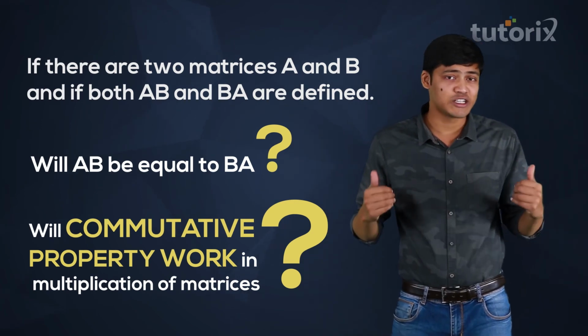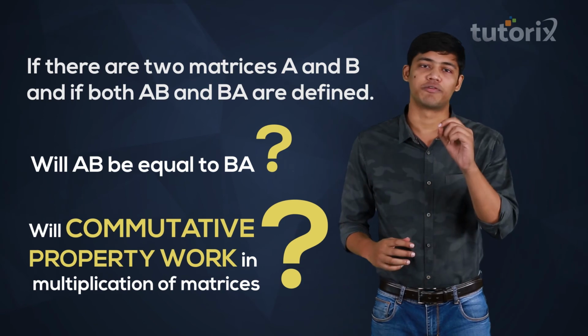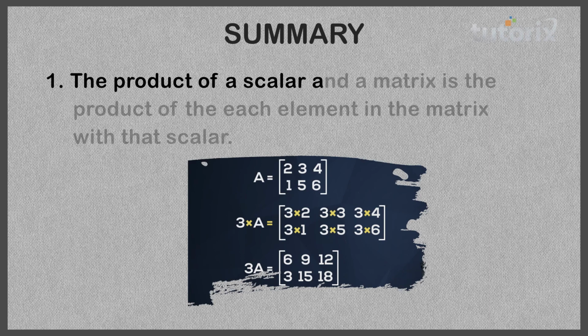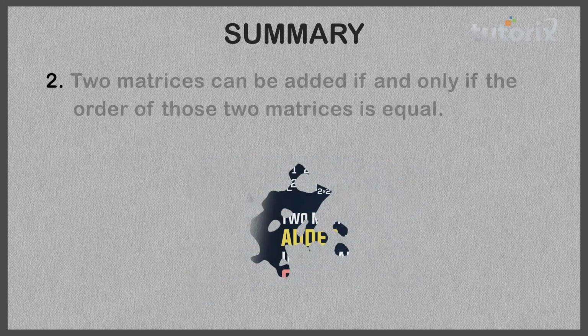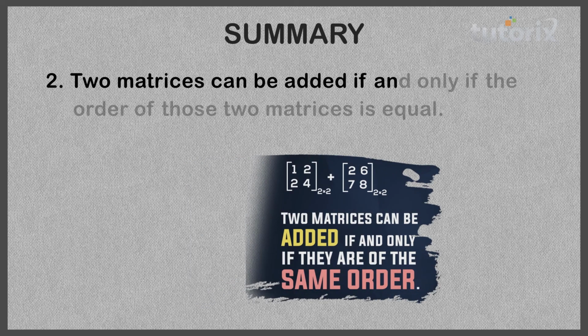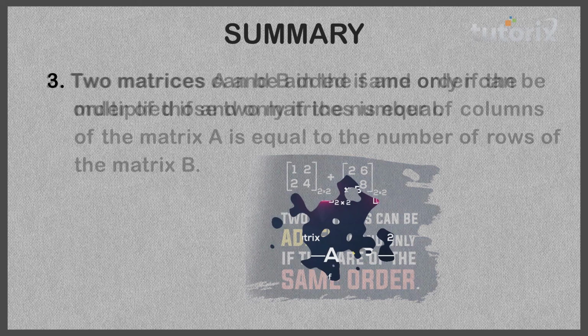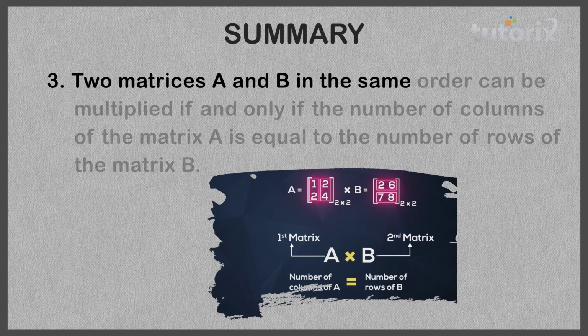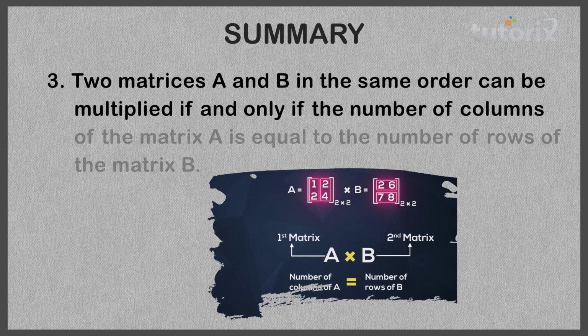Now, before we end this video, let's quickly summarize what we have learned so far. The product of a scalar and a matrix is the product of each element in the matrix with that scalar. Two matrices can be added if and only if the order of both those matrices is equal. Two matrices A and B can be multiplied if and only if the number of columns of the matrix A is equal to the number of rows of the matrix B.